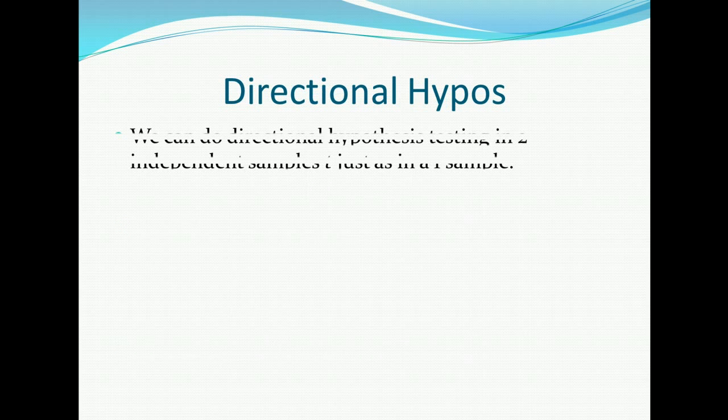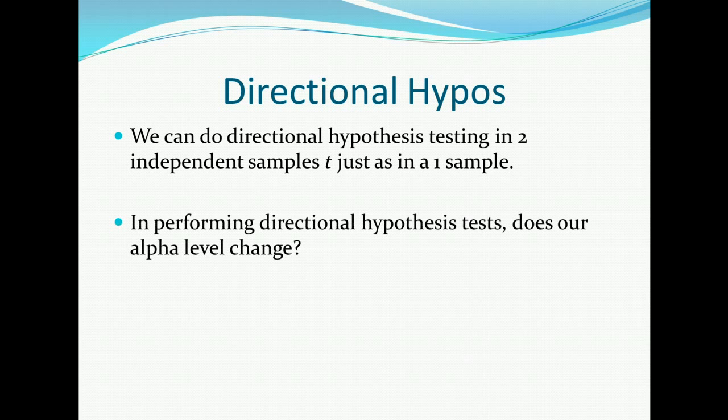We can also do directional hypotheses. In performing a directional test, does our alpha level change? No, it does not change. What's going to change is what column you read on the chart for your critical value. And does our t critical value change? Yes, that's what's going to change, because it depends what column you read based upon the alpha. But you wouldn't change your alpha just because it was directional. Okay?